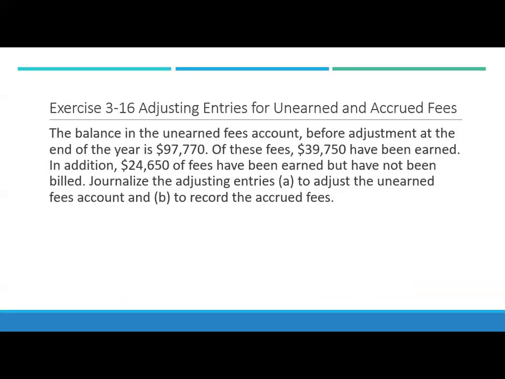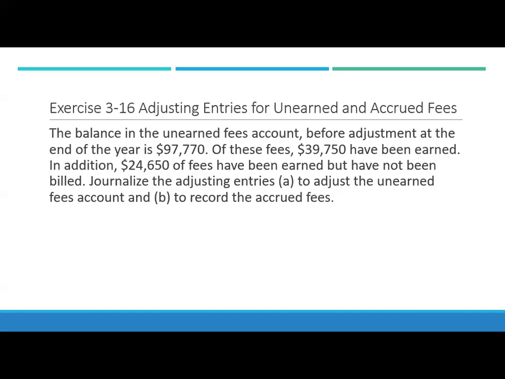So for adjusting entries for the unearned fees and accrued fees, there are two adjusting entries in this problem. We have the unearned fees account before adjustment of 97,770. Of these fees, 39,750 have been earned. In addition, $24,600 of fees have been earned but not yet been billed.